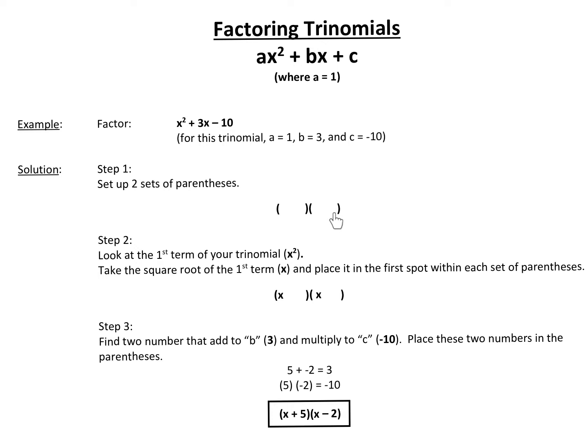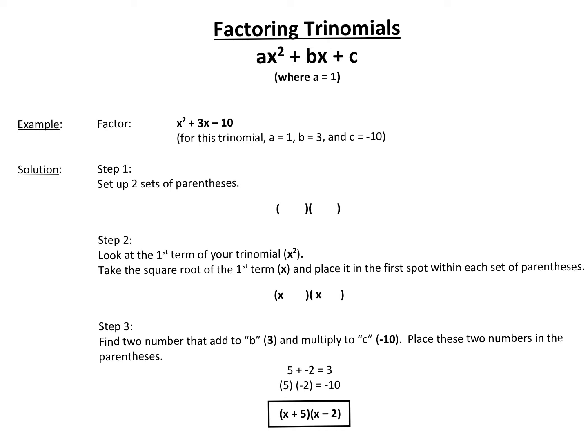All right, step 2, it says to look at the first term of your trinomial. We have a 1x squared. You're going to take the square root of the first term and place it in the first spot within each set of parentheses. The square root of x squared would be x, right? x times x gives you x squared. So we're going to put an x here and here.